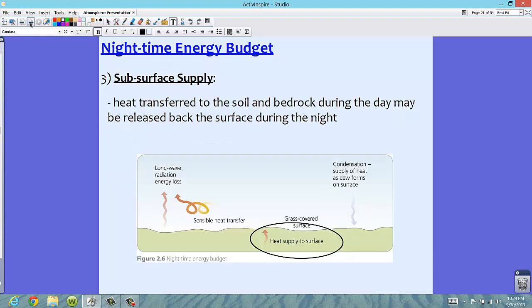Our third component is subsurface supply. Now the heat transferred to the soil and bedrock during the day may be released back to the surface during the evening. So this can radiate or actually be conducted into the air directly above the surface. Remember, conduction is the direct contact of heat from particle to particle. And so what happens in this case is that heat gets re-radiated back up, almost in the form of long wave radiation, except it actually is happening through the surface itself. So it's released back to the surface, which then eventually possibly could become the long wave radiation we've already discussed. So if you're noticing so far, at nighttime it seems to be losing a lot of the energy back into the atmosphere, back into the overall global energy budget.